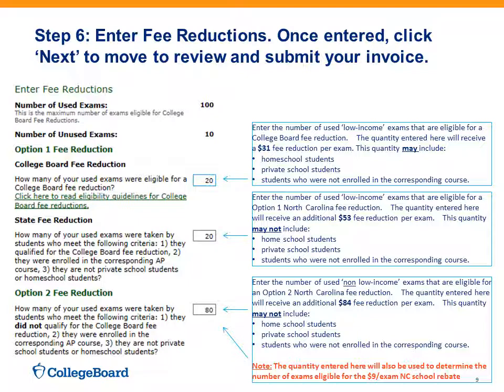Please note in red it says here, the quantity entered in this last box will also be used to determine the number of exams eligible for the $9 per exam North Carolina school rebate. So for the students who are non-low income in option 2, the state of North Carolina will pay $93 per exam, which is the total cost of the exam, with $84 being paid to the College Board and $9 being sent to your school in a rebate check, which you can see here in red.